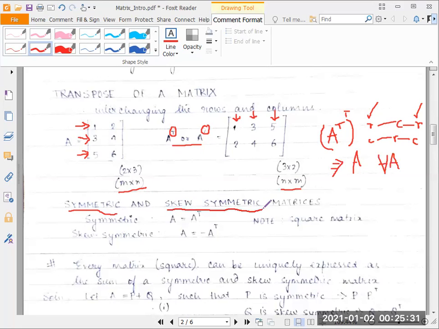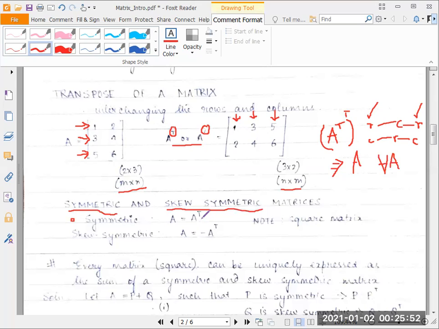So let's see what is a symmetric matrix first, and then we'll look at what is a skew-symmetric matrix. So let's first look at the symmetric matrix. The definition of symmetric matrix says that the transpose of a matrix is the same as the matrix itself. So A equals A transpose.